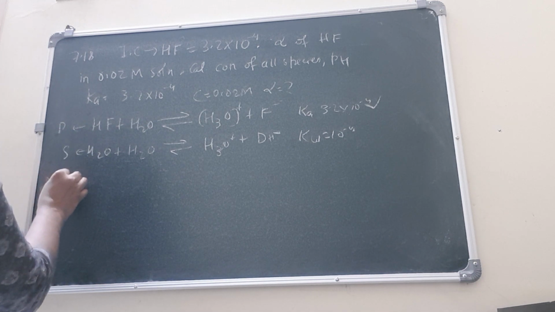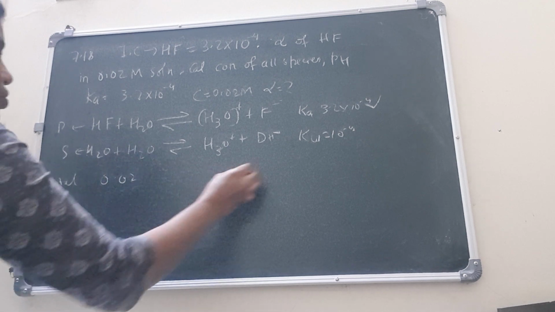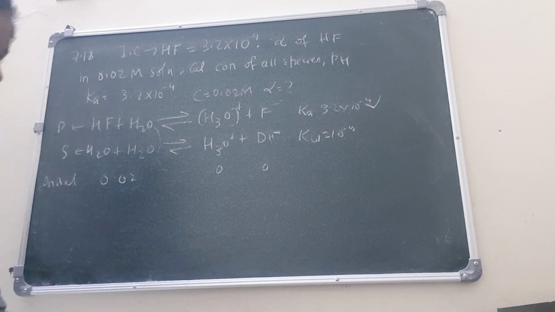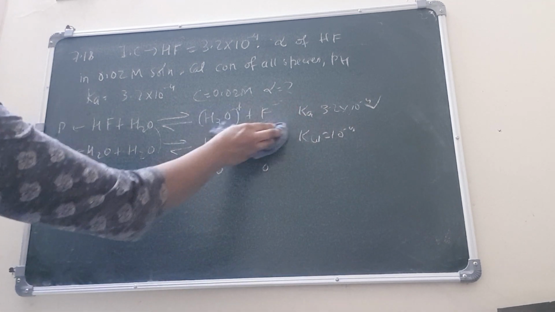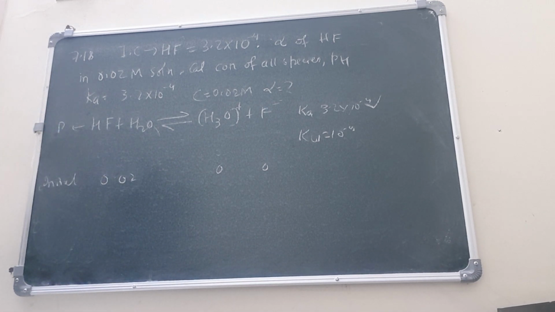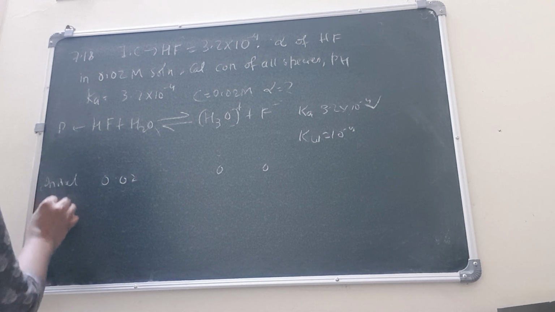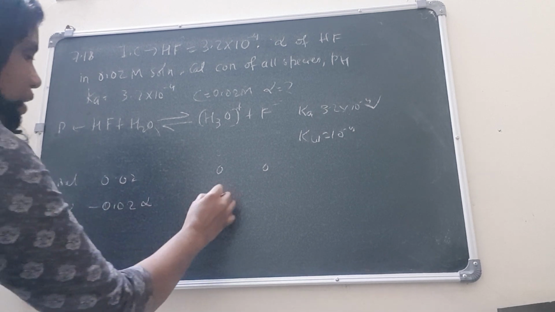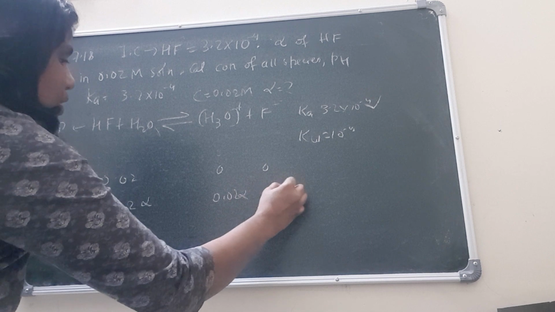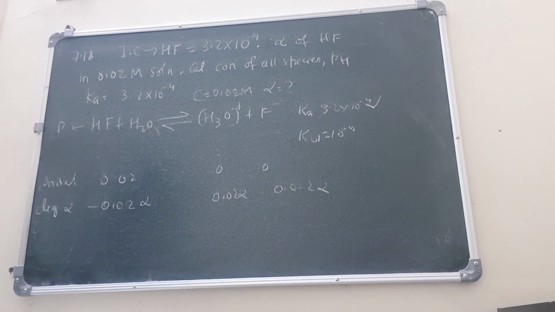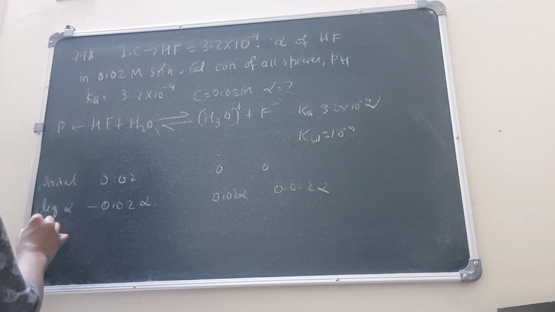So what was the initial concentration? 0.02 moles, and this was 0. I'm writing for this reaction. I'll just erase this so that you don't get confused. I'm writing the table for this reaction because this is my standard reaction. So initial concentration, let us say the degree of dissociation is alpha. So what it will be: C alpha and C alpha. 0.02 alpha. So this is my degree of dissociation.